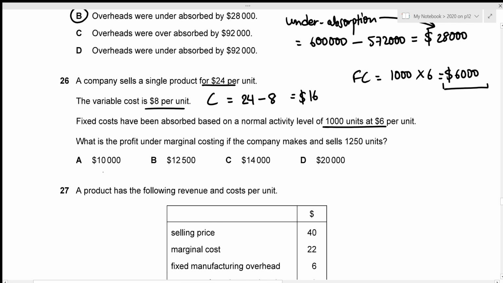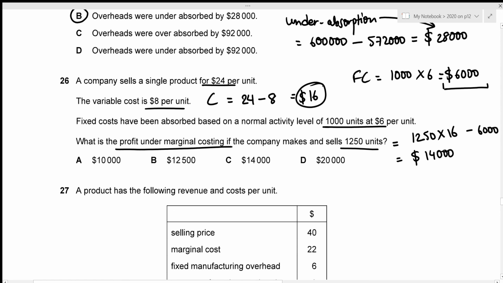And remember that this fixed cost is not to be changed with the change in level of outputs. Alright, now we need to figure out the profit under marginal costing if the company makes and sells 1250 units. Okay, so the profit is just going to be the number of units, which is 1250, times the contribution per unit, which we just figured out to be 16, minus the fixed cost, which is 6,000. And this gives the required profit to have the value of 14,000. And this amount is given in option C, so that would be our correct answer.